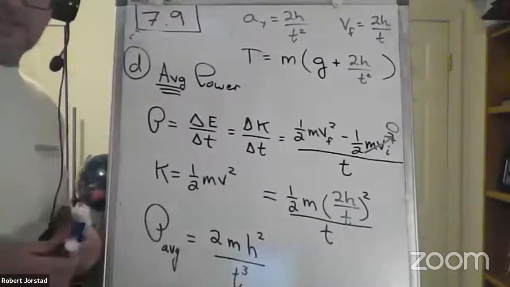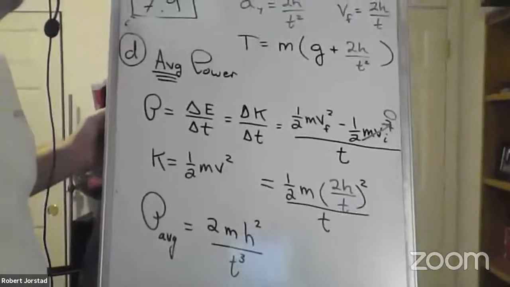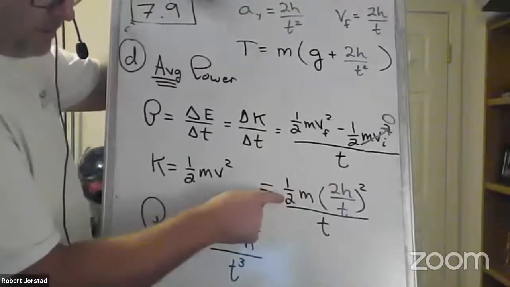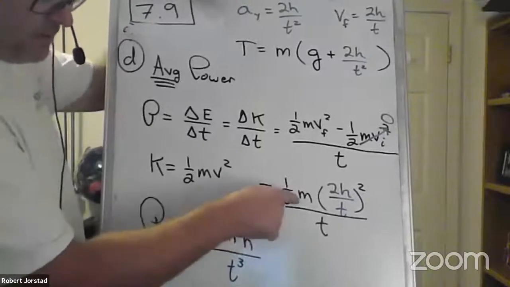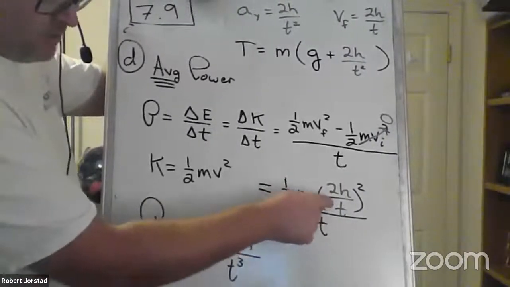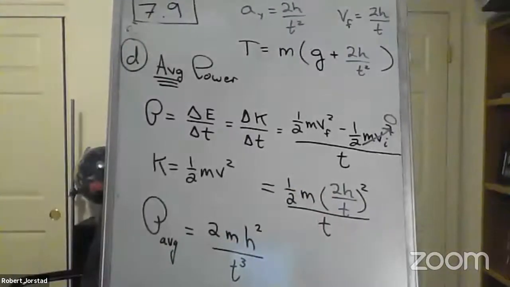Let me see if I screwed that up. So again, we get a 4 over 2. That's the 2. There's only one m. There should be h squared up here, and there should be t squared, and then we divide by another t. So I think that's right, t cubed.